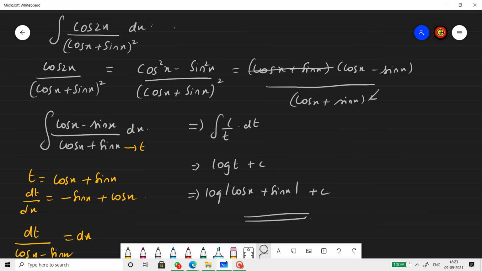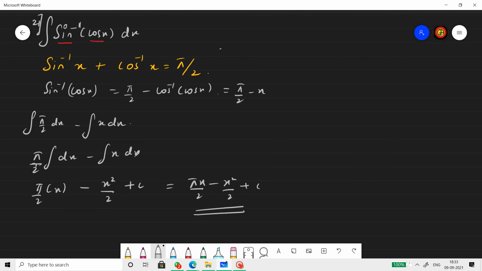Then splitting this as a plus b into a minus b. Then this and this will get cancelled, one of the term. Remaining will be there. So cos x minus sin x by cos x plus sin x. Then take this as t. dt will cancel the numerator. So this will become 1 by t, and integration of 1 by t is log t. And substitute t back. So that 21st question is sine inverse cos x.